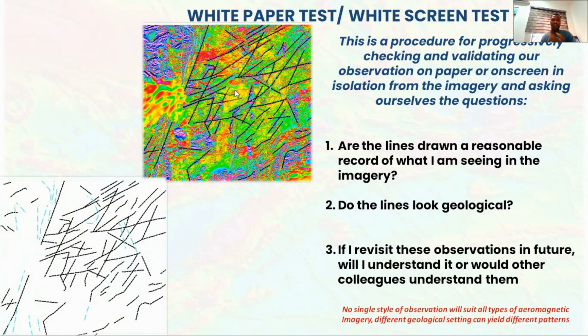So you see, this is what we've done with the imagery, and when we remove the image, this is what we've seen. Do they look geological? Are there some kind of intersections? Are there some kind of relationships with other data you are having? Then let's see some of the work we've done. Let's do a white paper test and look at it.